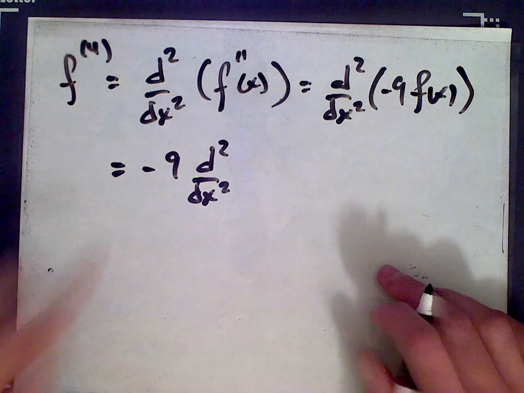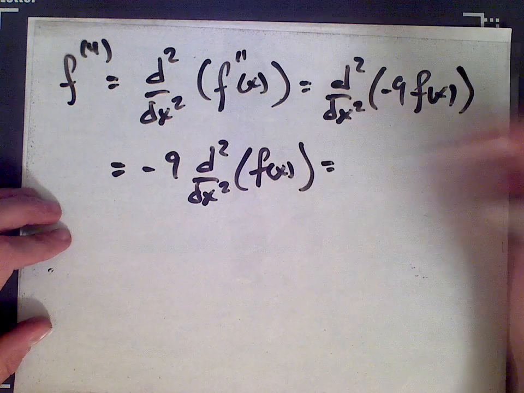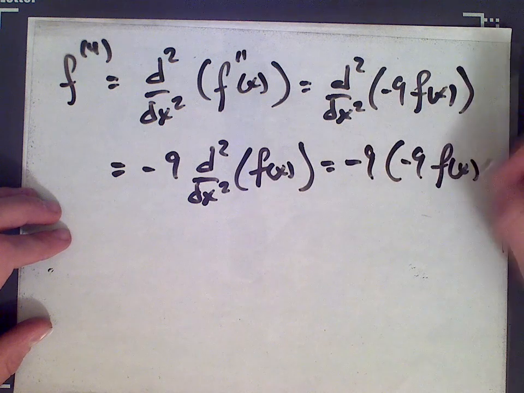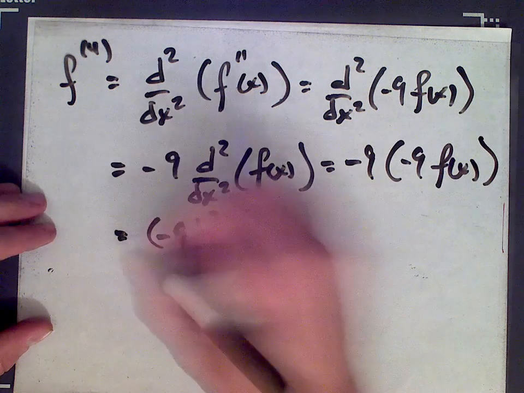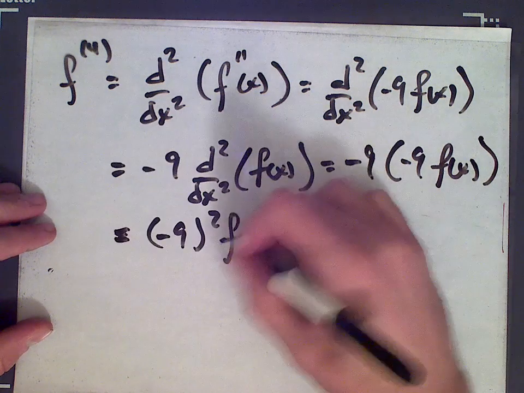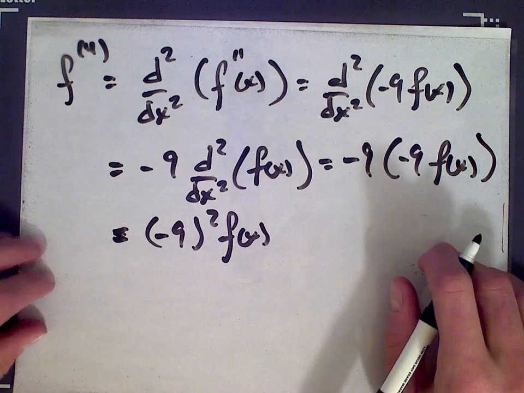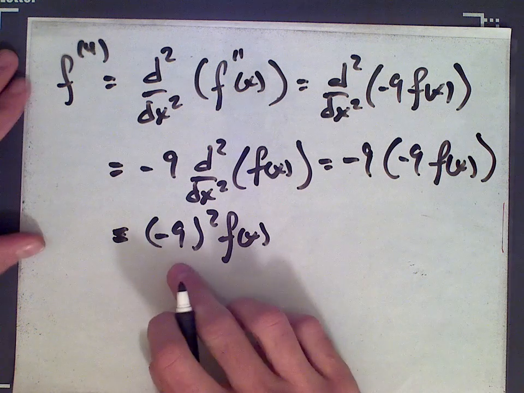So what we get is negative 9 times the second derivative of f of x, which we know, we just got, is going to be negative 9 times f of x again. Okay, so this is negative 9 squared times f of x. So even powers, even derivatives of f give factors of negative 9.